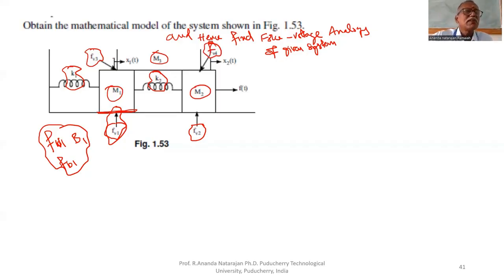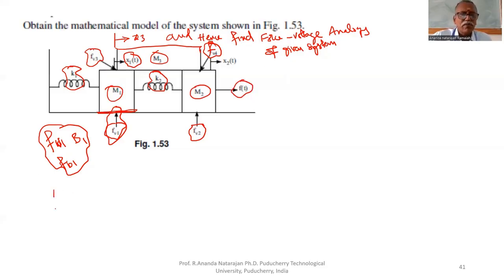The displacement of mass 3 is x3. Displacement of mass m1 is x1. So what is the applied force? Applied force is on m2 only, f of t.